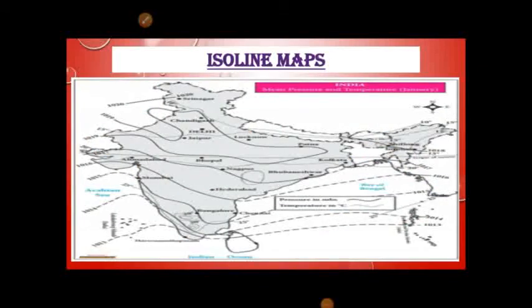Isoline maps. Isolines are lines drawn to link different places that share a common value. The prefix iso is a Greek word meaning equal. So, an isoline is a line joining equal points. Isobars showing the distribution of atmospheric pressure and isotherms showing the distribution of temperature are examples of isoline maps.